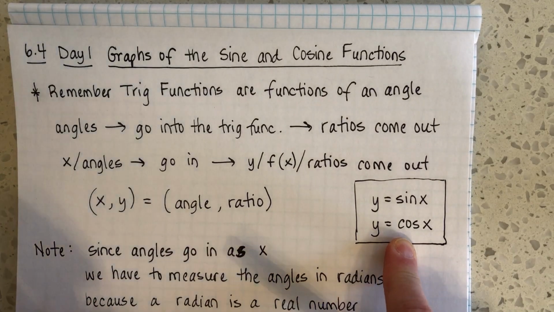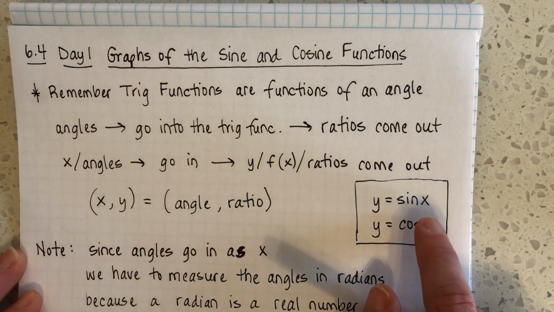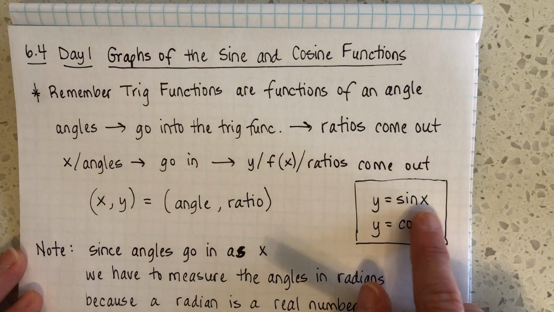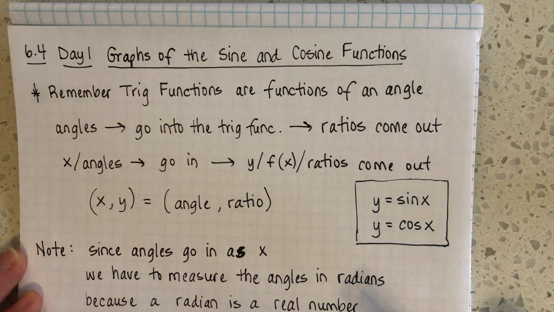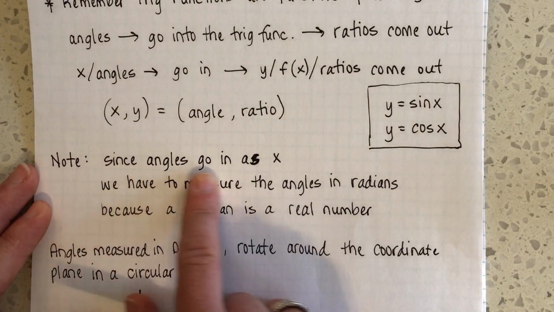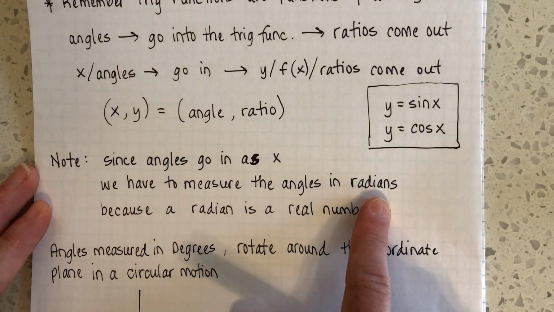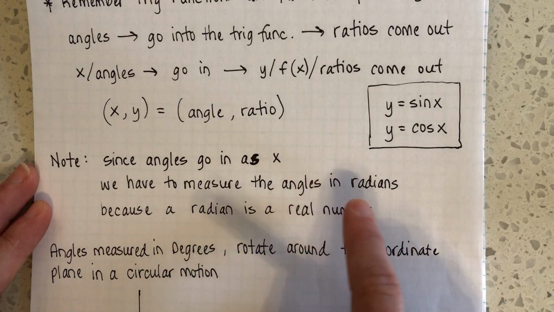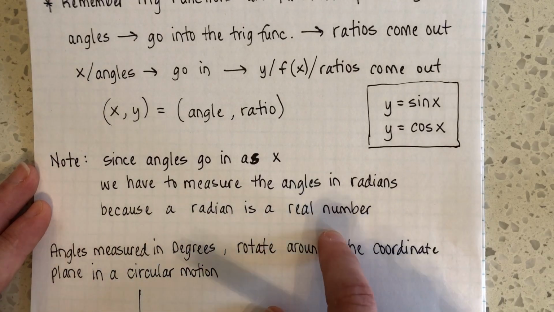So we want to talk in terms of x and y now when we move to the actual coordinate plane. So that means that x will be an angle and the y value will be a ratio on all of these trig function graphs, okay? Now, since angles go in as x, we have to measure the angles in radians and not degrees anymore. We want to be in radians at all times because a radian is a real number.